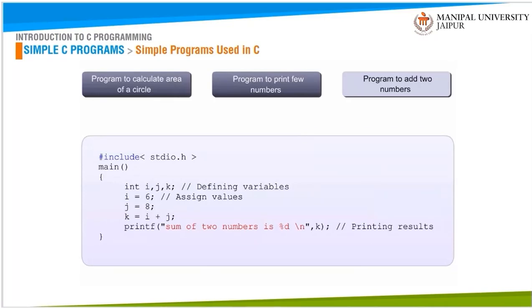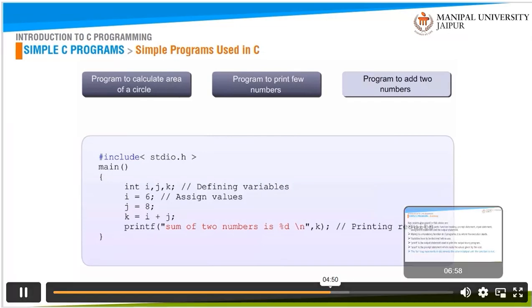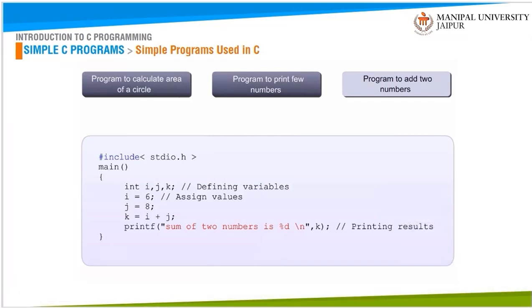Now let's move on to the third simplest program, that is adding two numbers. For adding two numbers, we need to initialize 3 variables, say I, j and k. Let's assign random values to both the variables. The plus operator performs the sum of the variables I and j, and the value is assigned to the variable k. Using printf statement, we can print the result which gives you the sum of the variables I and j. Here, the result is displayed as the sum of two numbers is 14.